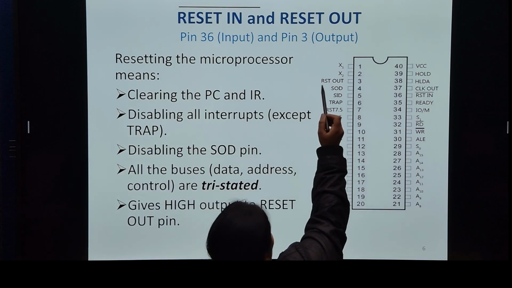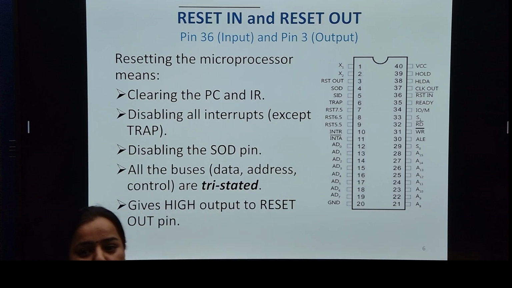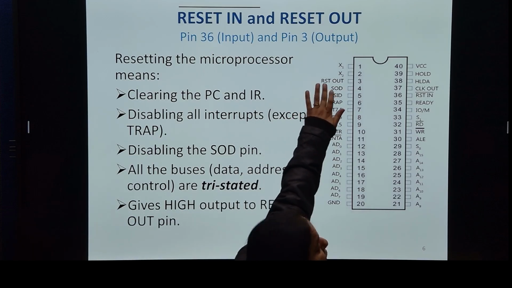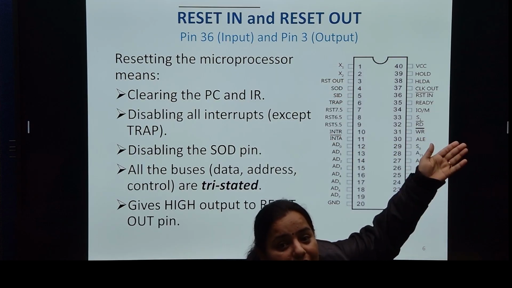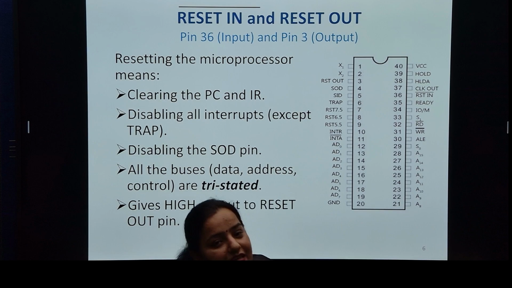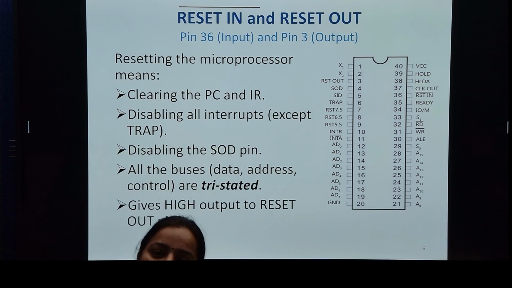Reset out pin is used to reset the peripheral devices that are connected with the microprocessor. So pin number 3 for reset out, for resetting the peripheral devices, and pin number 36, the reset in pin, is used to reset the microprocessor.